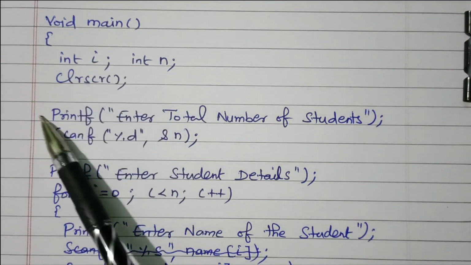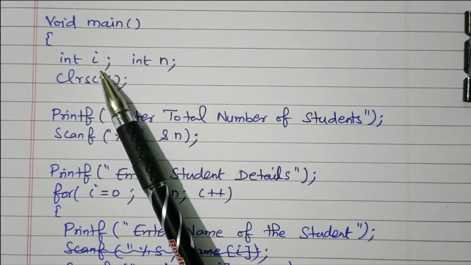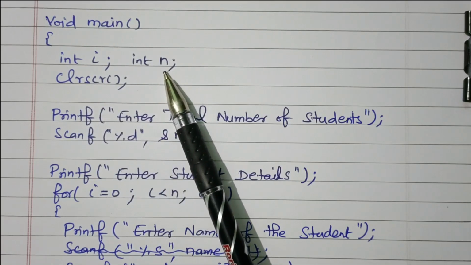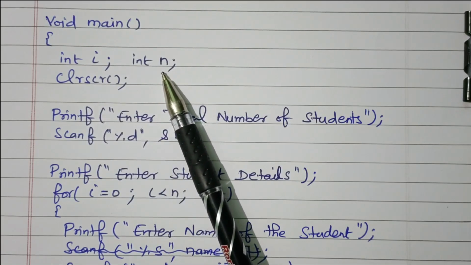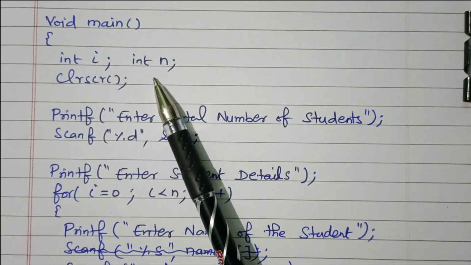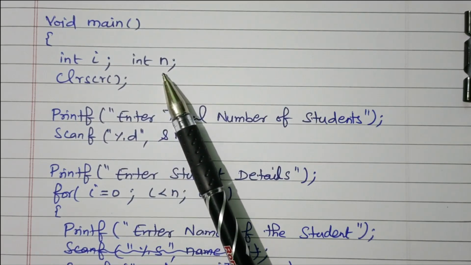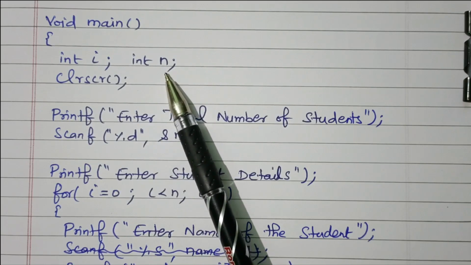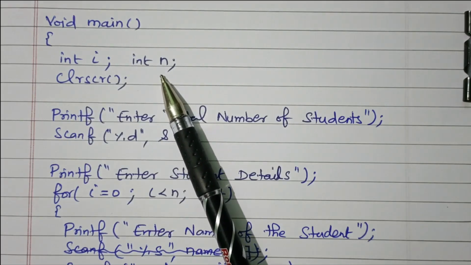Void main, open the brace. Integer I, that is used for loop. Integer n, that is how many students we are going to use, right? There already we created 10 students, the maximum number. n is what we are going to use. Up to 10 we can use. So this is the number we are going to use. It may be 4 or 5 or 6 like that, but not more than 10.